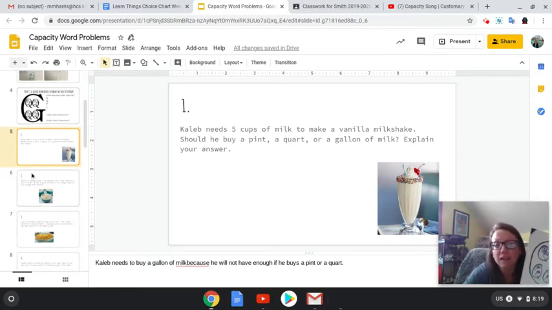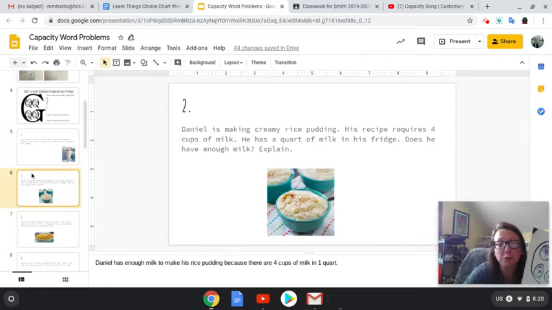Number 2. Daniel is making creamy rice pudding. His recipe requires 4 cups of milk. He has a quart of milk in his fridge. Does he have enough? And explain.